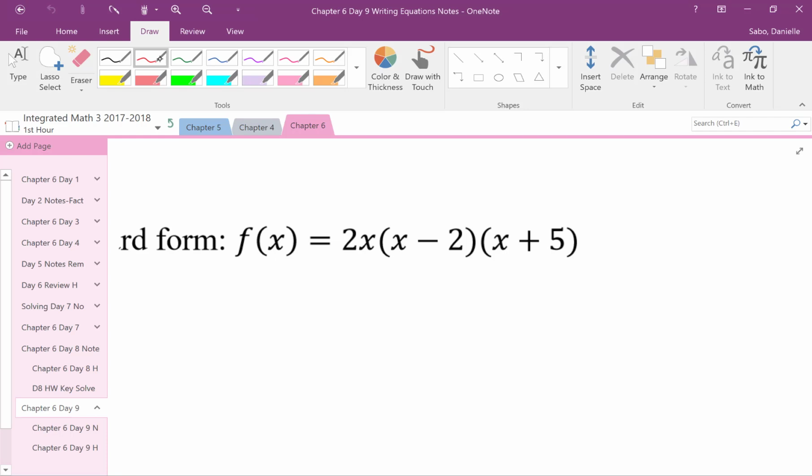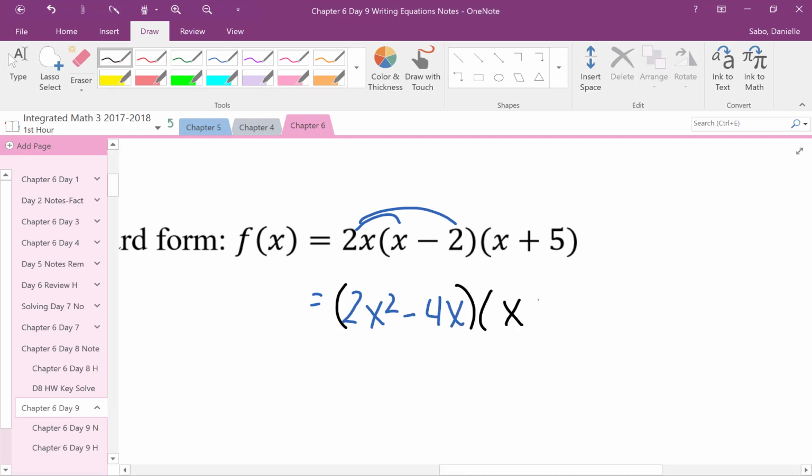Okay, a lot of you are flying by, and that's great. So remember, when you do this, you only distribute to one of them. So I have 2x squared minus what? Good, 4x. Now, this is all still a group. Do not apply it to the second one. Okay, that would be double dipping. Only apply it to one or wait to the very end to finish it off.